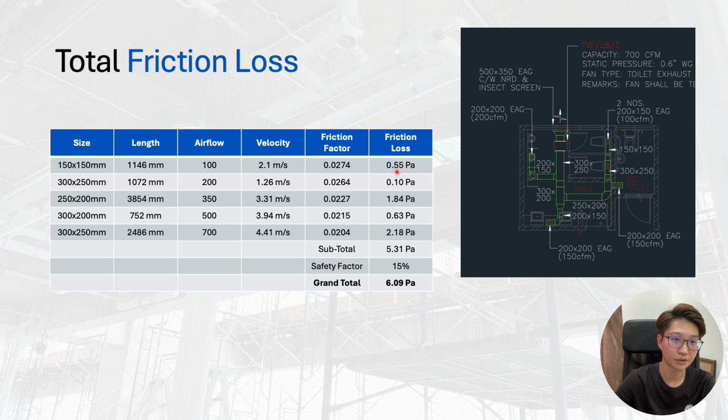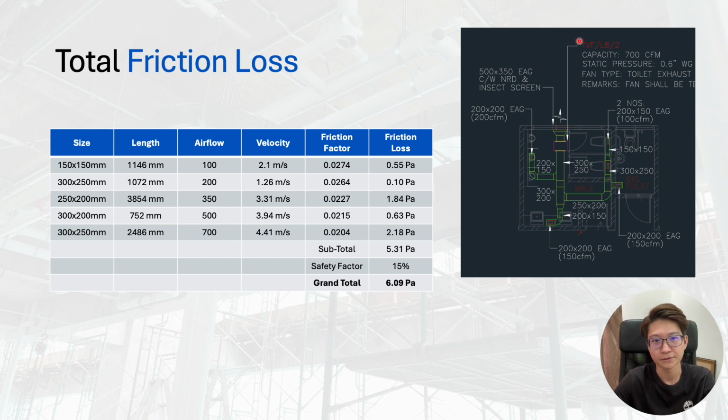So just now we calculated 0.55 Pascal. Then you just continue to calculate for the other duct sections by the duct size, and this will be the result, 5.31 Pascal. Then because this is straight duct, the site might have a bit different things, so we want to apply a safety factor. Usually we just use 15%. Then we have a grand total of 6.09. Not much.